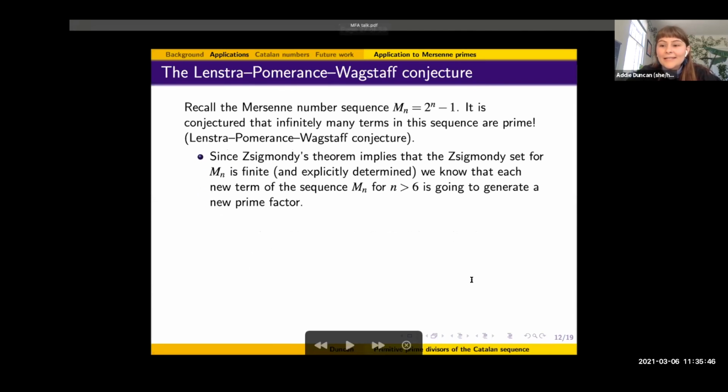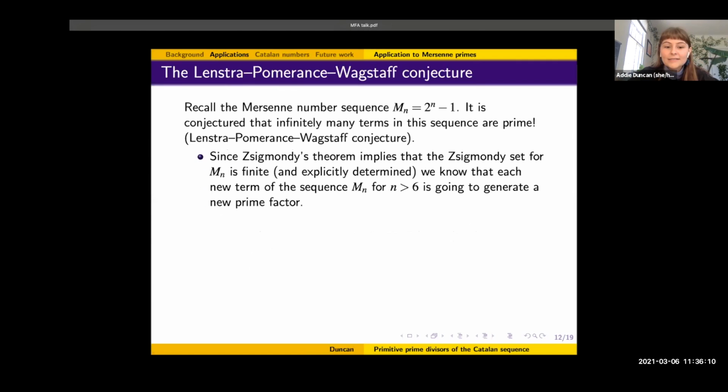So relating this back to Zsigmondy's theorem, remember that Zsigmondy's theorem tells us the Zsigmondy set for the Mersenne numbers is finite. So we know that for any term of this sequence with index greater than 6, we're going to get a new prime factor that hasn't appeared in the sequence before. So like I said, this sequence is continuing to generate new primes at a really high frequency. In fact, at least one new prime per new term.